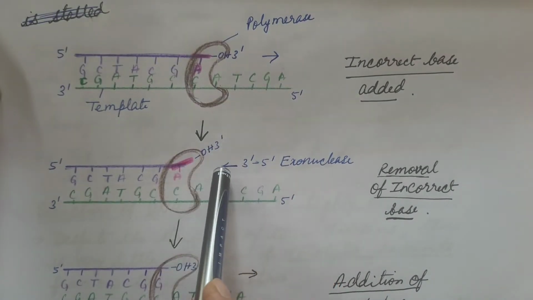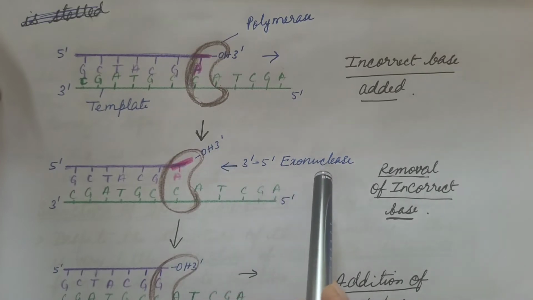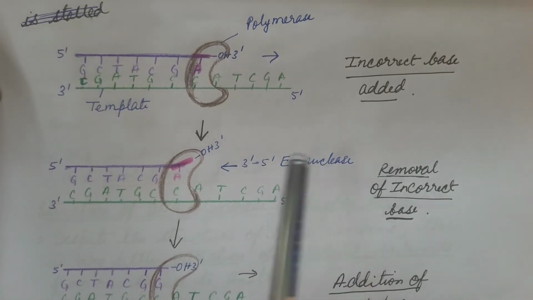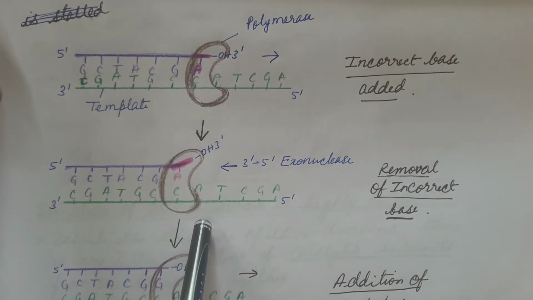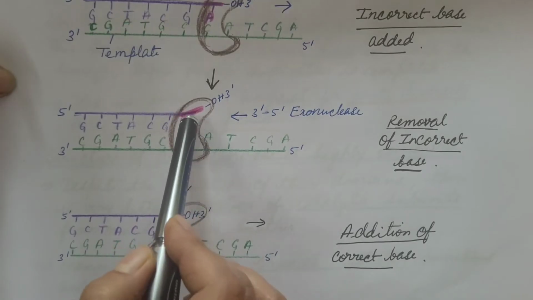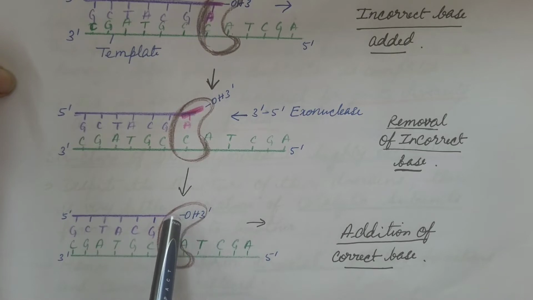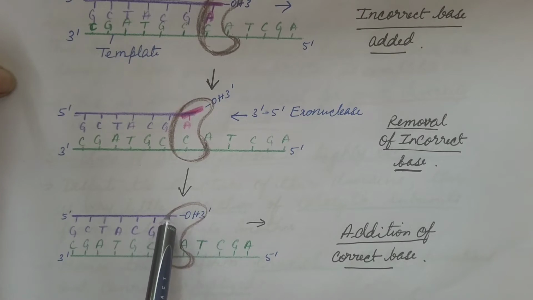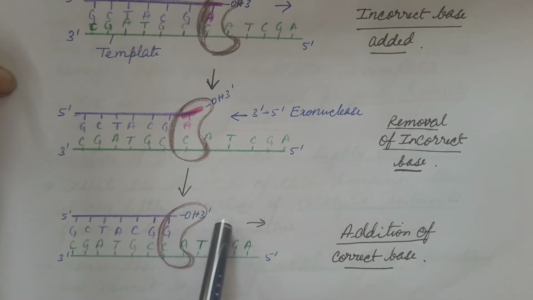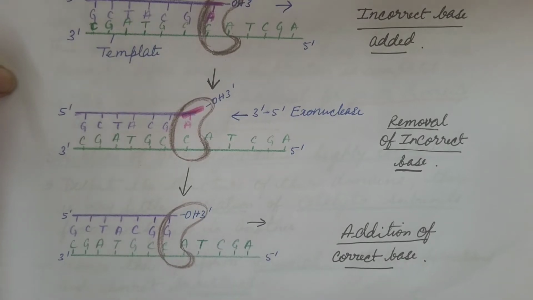Now it functions as a 3'-5' exonuclease. It moves backward by one nucleotide. The incorrect base, that is adenine, is removed and the correct base guanine is added, and then again there is a shift from the exonuclease domain to the polymerase domain and replication continues. This is known as proofreading.